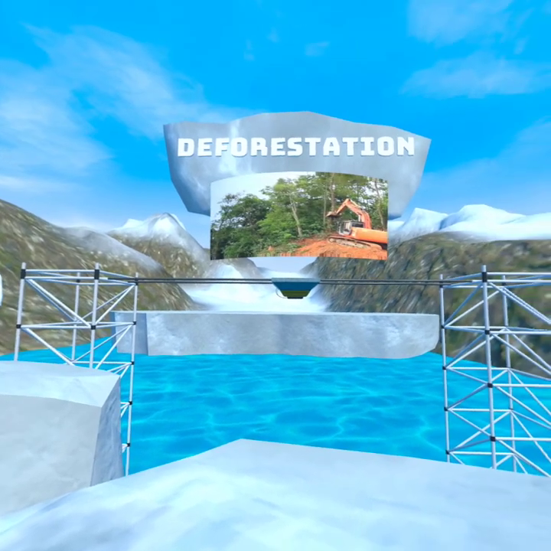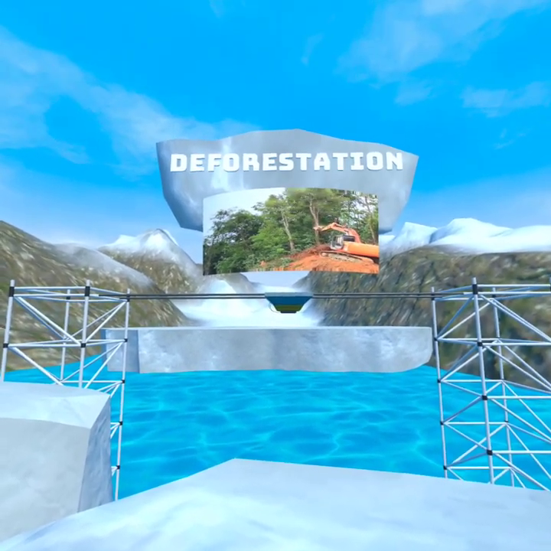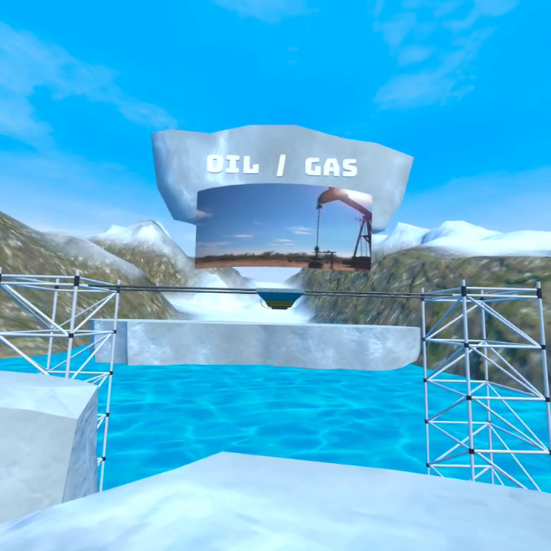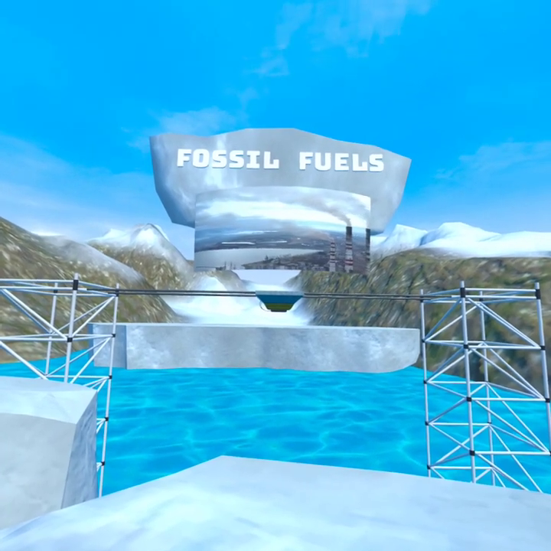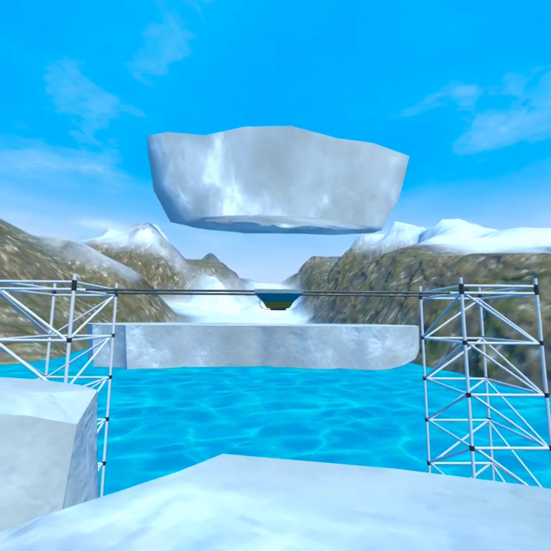One is deforestation, or cutting down trees and forests. Another is the extraction of oil and gas from the earth. A third is burning fossil fuels, like in car engines. All these actions cause a great amount of carbon dioxide in the atmosphere, which can lead to rising global temperatures.